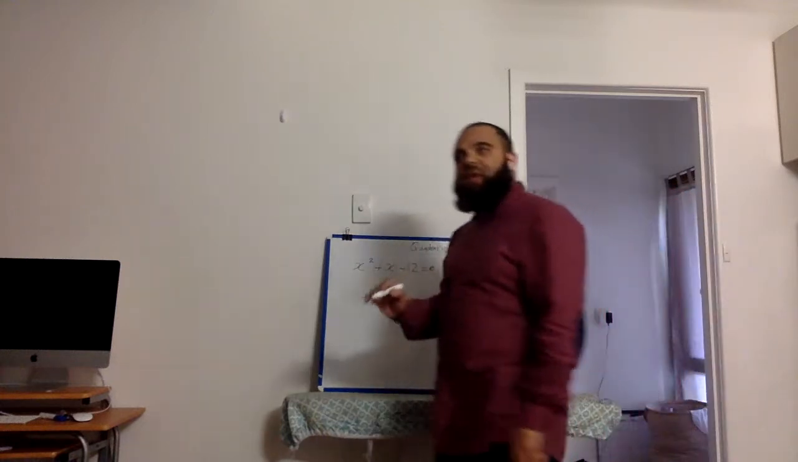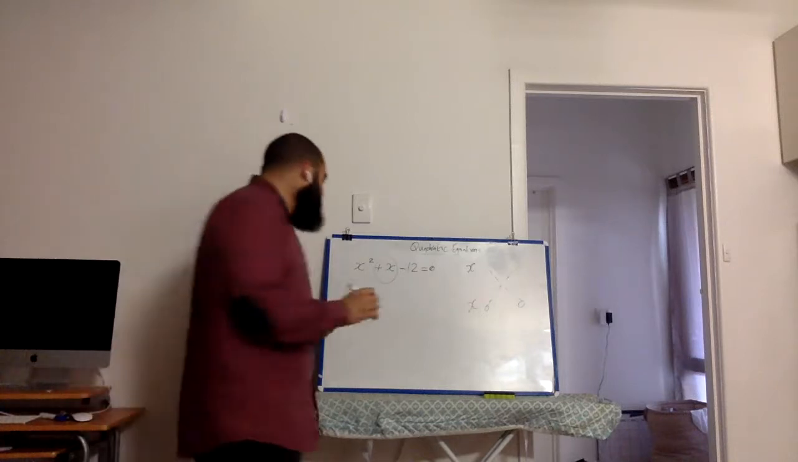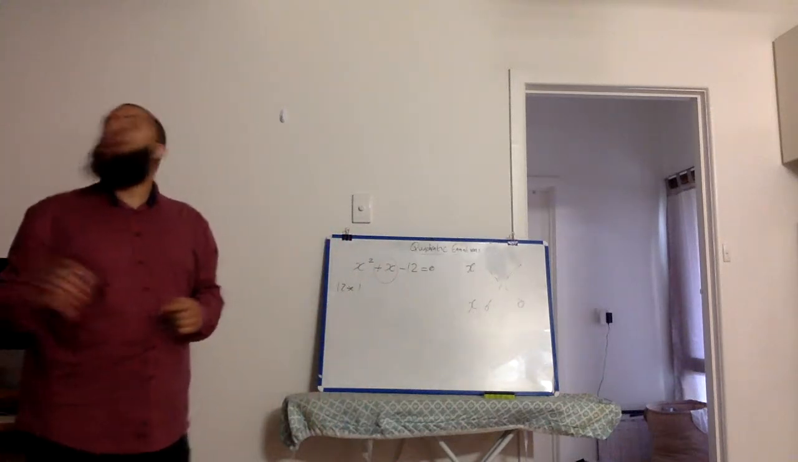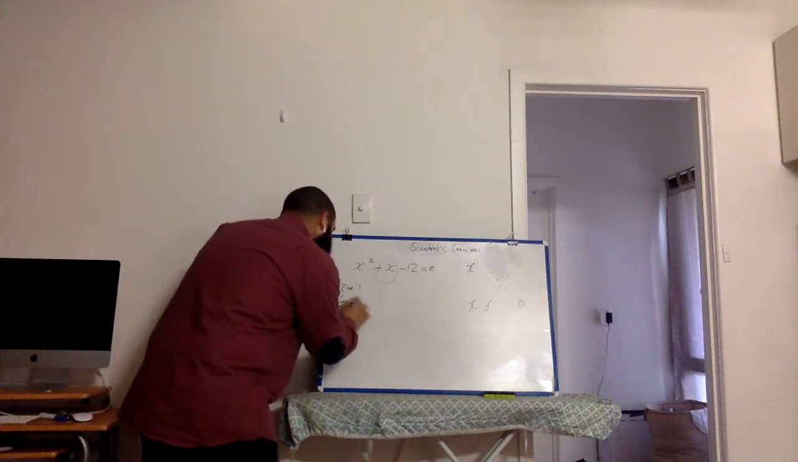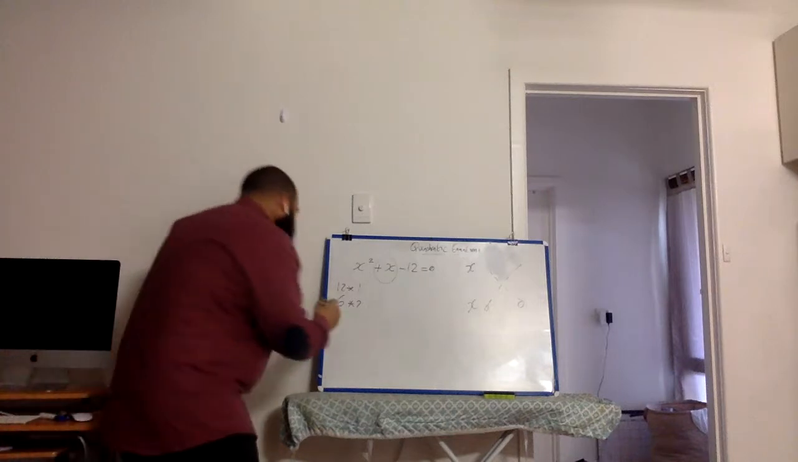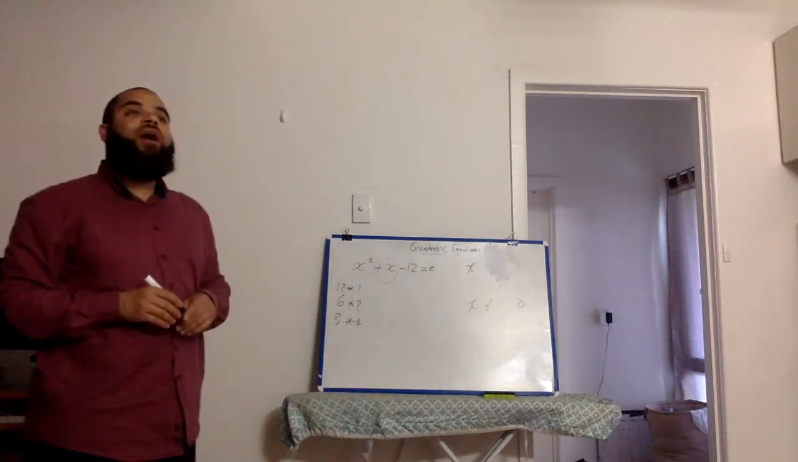So 12 can be, group 1, tell me. 12 times 1, excellent. Group 2, tell me. 6 times 2, excellent. Group number 3, 3 times 4, excellent. Any other thing in 12?